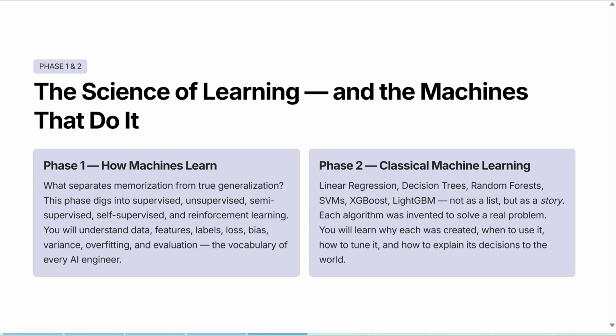In phase two, we'll be talking about classical machine learning: linear regression, decision trees, random forests, SVMs, XGBoost, LightGBM, not as a list but as a story. Each algorithm was invented to solve a real problem, and you will learn why each was created, when to use it, how to tune it, and how to explain its decision to the world.